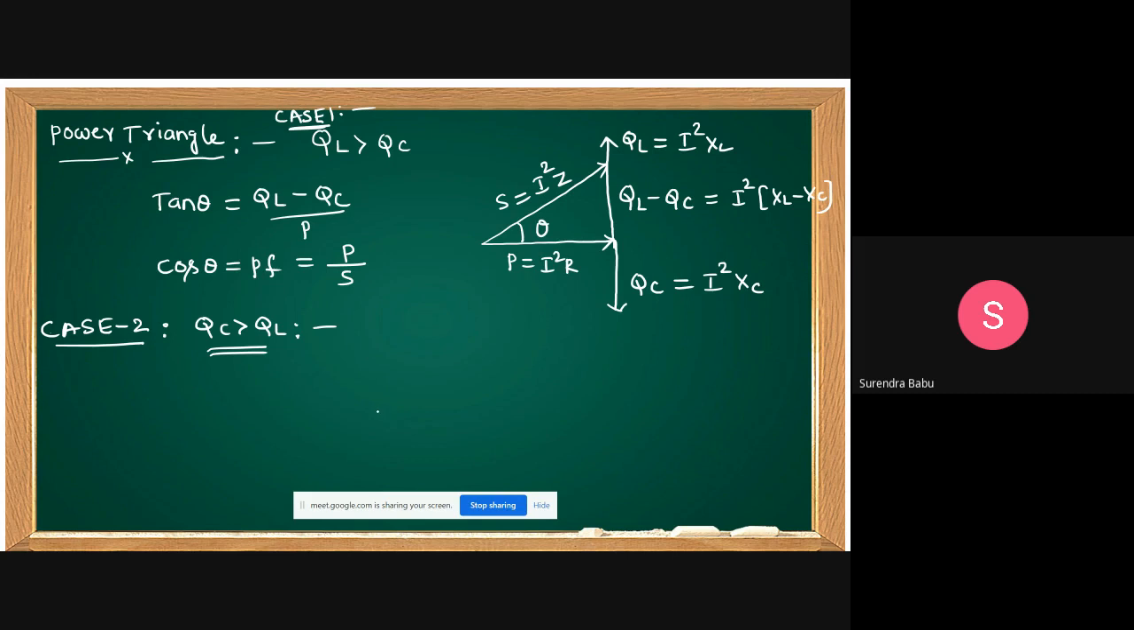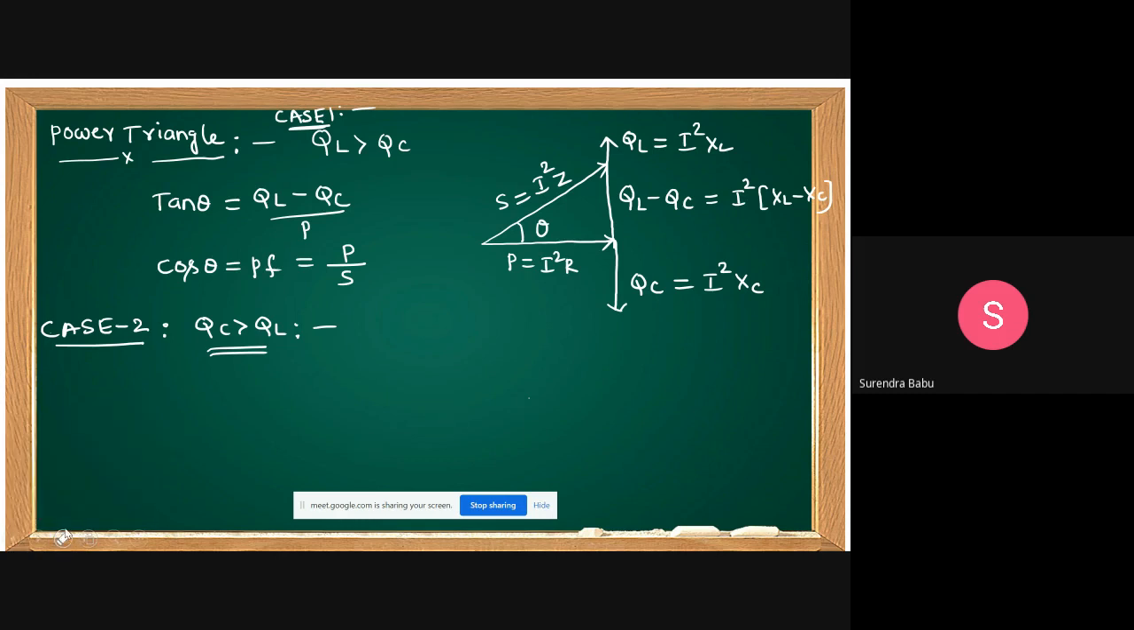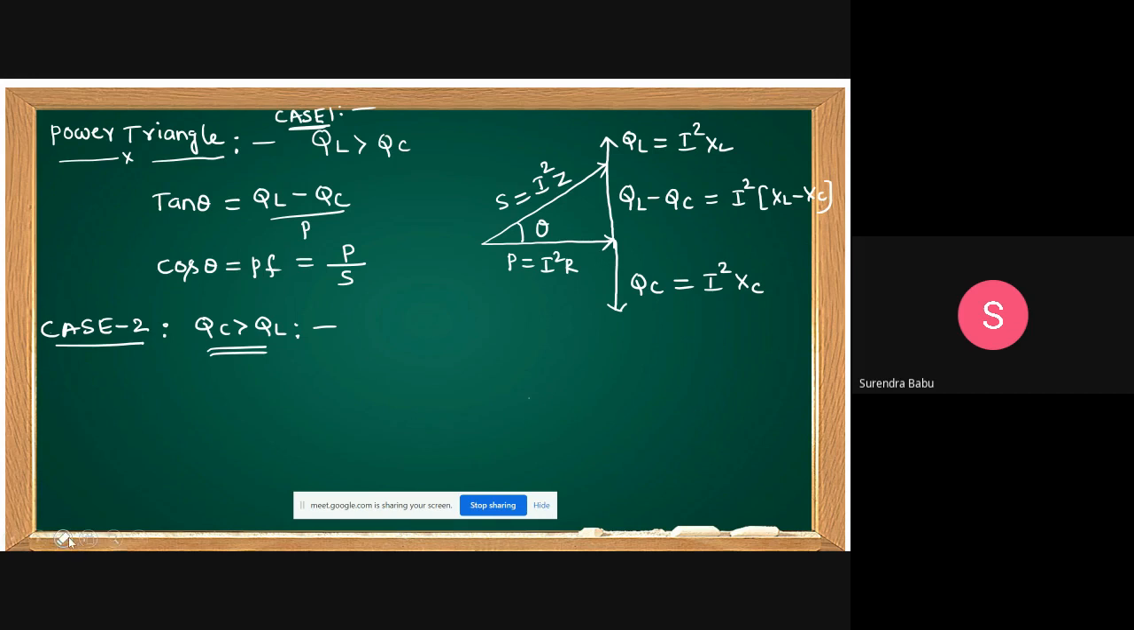It's simple. I already told how to get the power triangle. Each vector of the impedance triangle is multiplied by I square. Then on which side can you get the resultant, students? Inductive or capacitive? Because I have taken QC greater than QL, this is the QC.